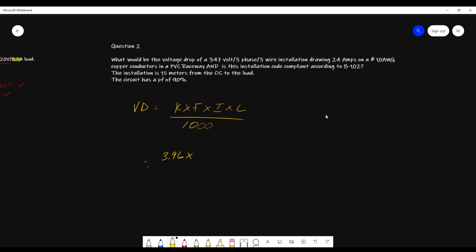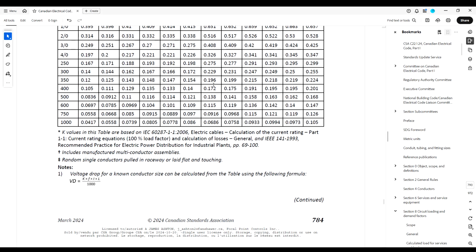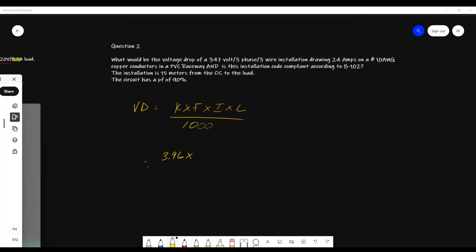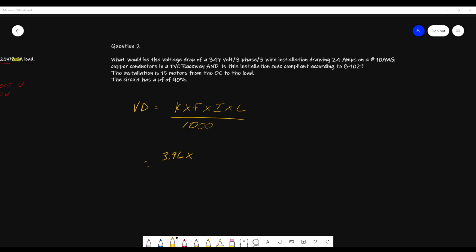Now our voltage drop factor. What kind of circuit do we have? We have a circuit that's 347 volt, 3-phase, 3-wire. Okay, so again, let's go to the other table. It's a 3-phase AC system. It's a 3-wire. So there is no grounded conductor. It's not a 4-wire. So we are doing 3-wire, line to line. Right? So 1.73. Okay, that is our F value. 1.73.